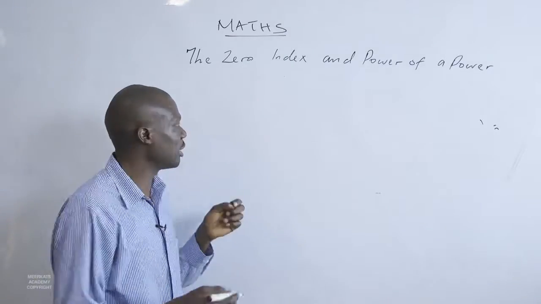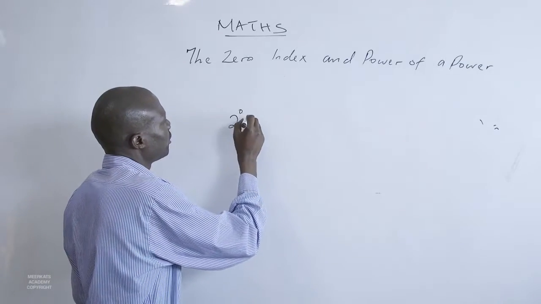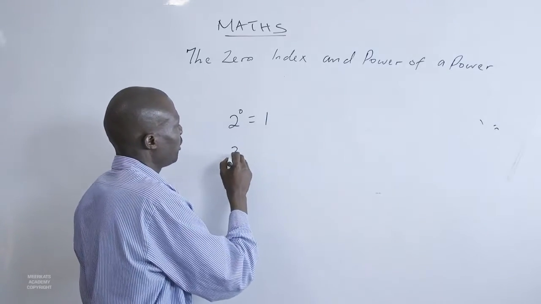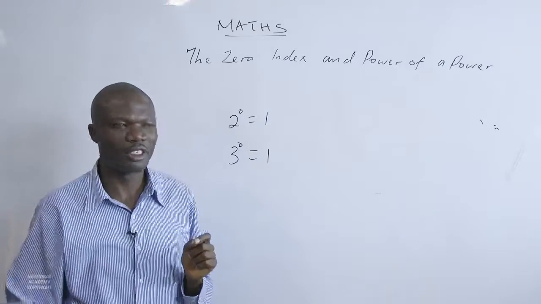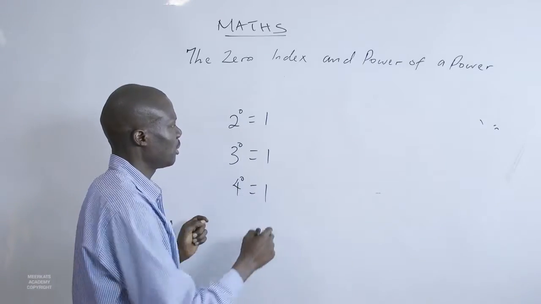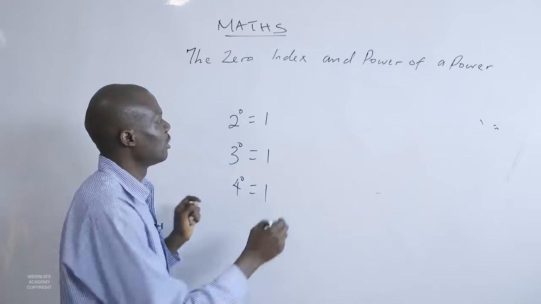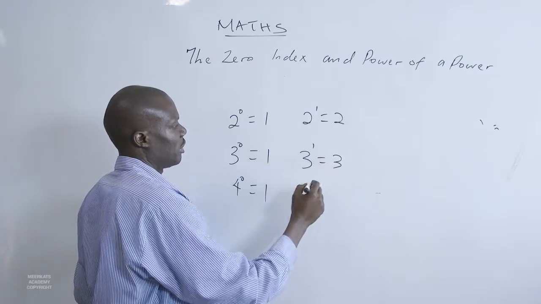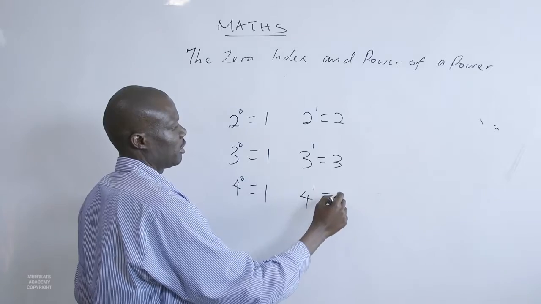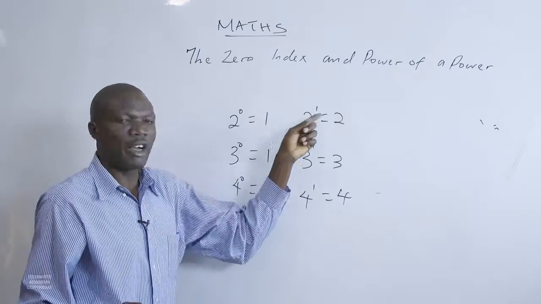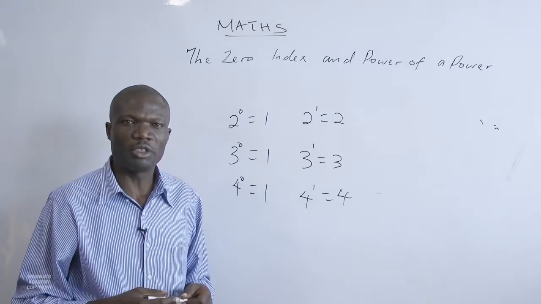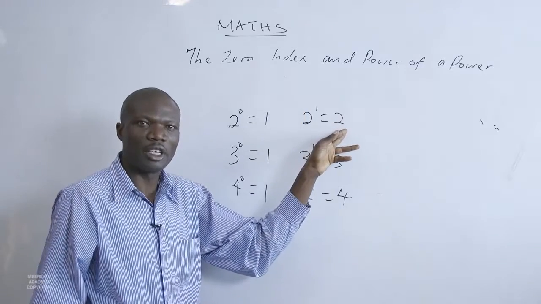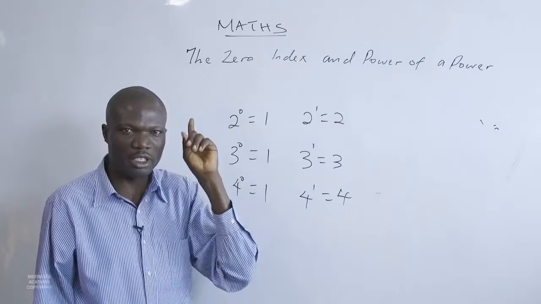In other words, 2 raised to 0 is 1. 3 raised to 0 is 1. 4 raised to 0 is 1. 2 raised to 1 is 2. 3 raised to 1 is 3. And 4 raised to 1 is 4. A number raised to 1 is the number, but a number raised to 0 is 1.